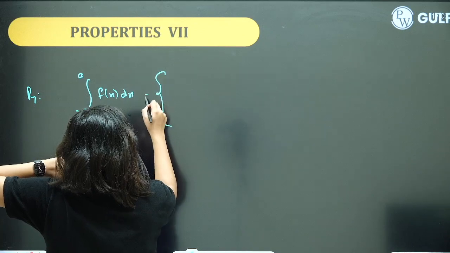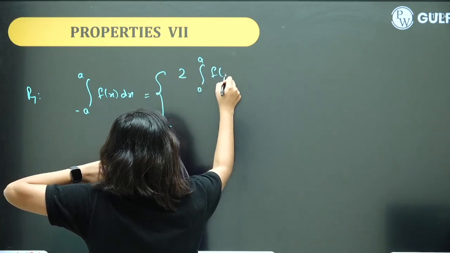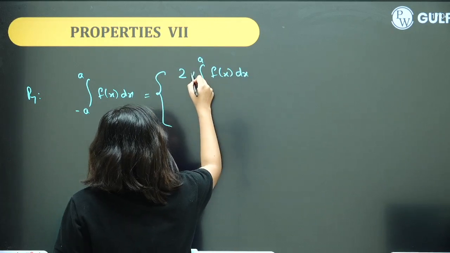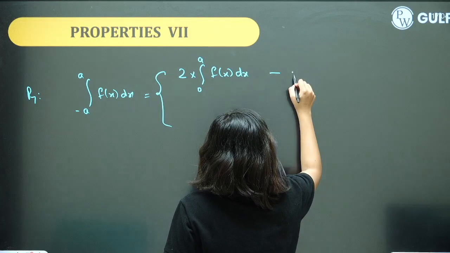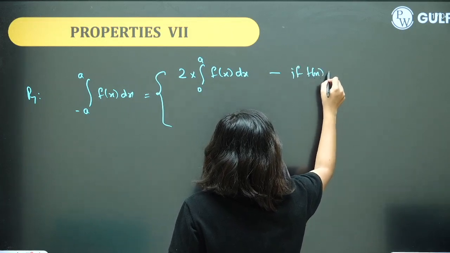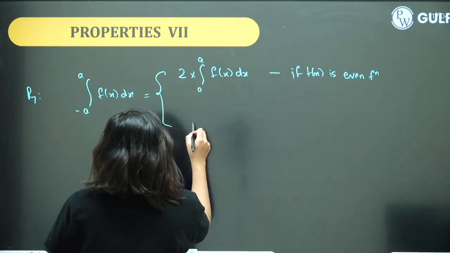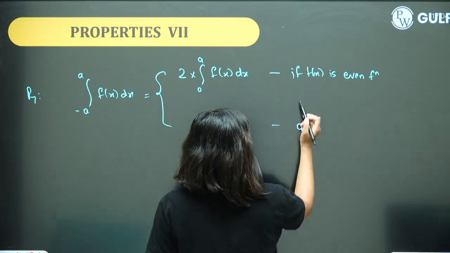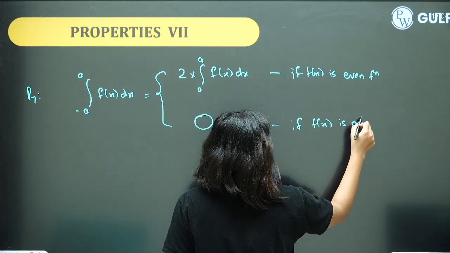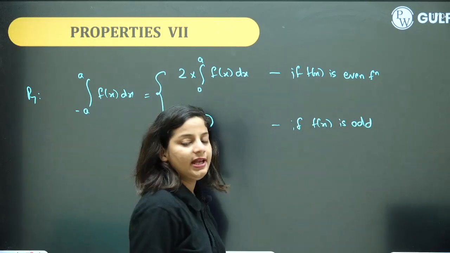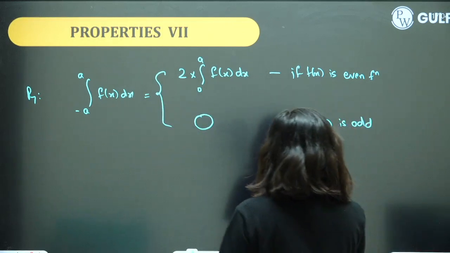This will be equal to 2 times integral 0 to a of f of x dx if f of x is an even function. And this will be equal to 0 if it is an odd function. If my function is odd, the value of the integral is straight away 0. Got it? What should be the keyword for this?